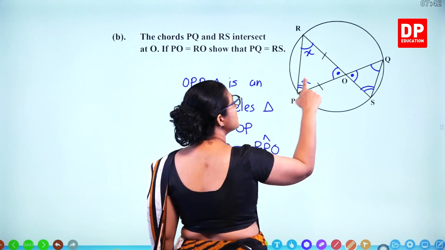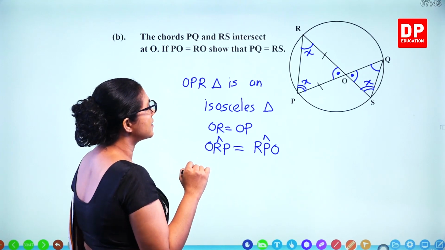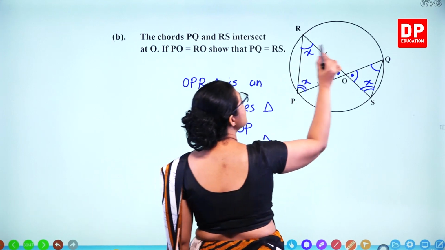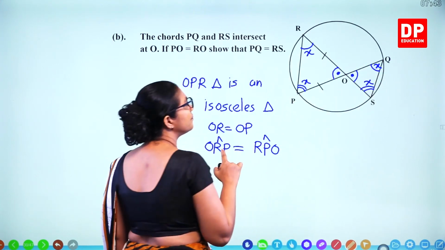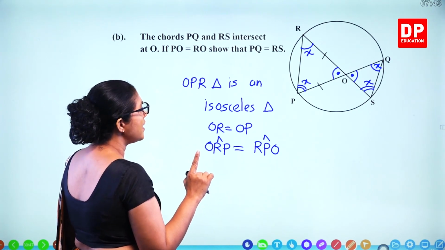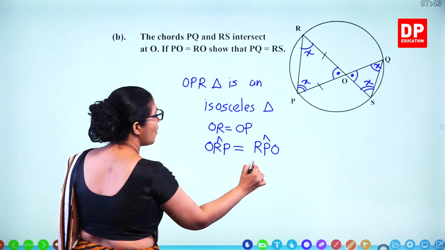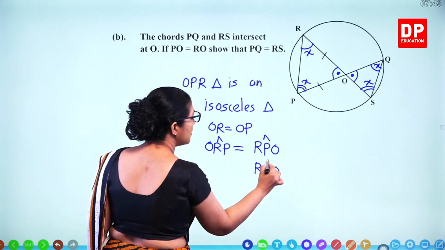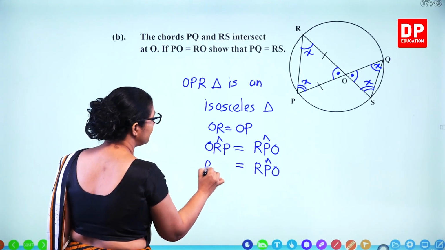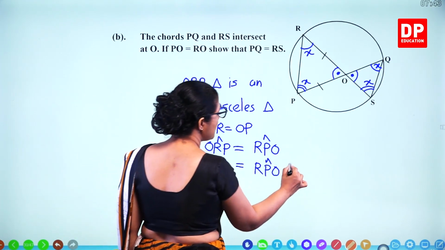But we know this angle and this angle both are the same. That's also x. And this is x, this is also x. Same segment angle. So we'll write down that. So we can write RPO angle is the same as RSQ. Same segment angles.